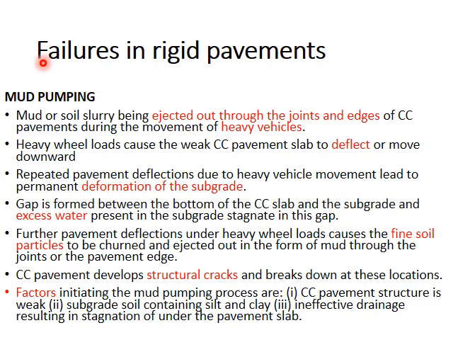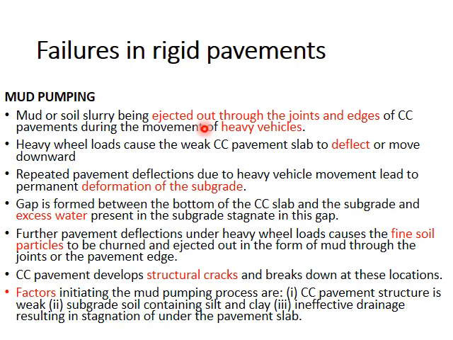Next is the failures in rigid pavements. The first type of failure in rigid pavement is mud pumping, that is a mix of soil and water getting pumped or ejected out through the cracks in the rigid pavements. This mostly occurs due to the water which is present under the rigid pavement, that is through the joints or cracks in the cement concrete pavement. Water enters the space between the subgrade and the cement concrete slab. This water gets mixed up with the soil particles and forms mud or soil slurry, and that gets ejected out.